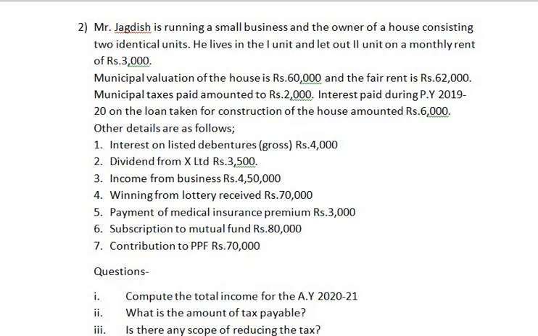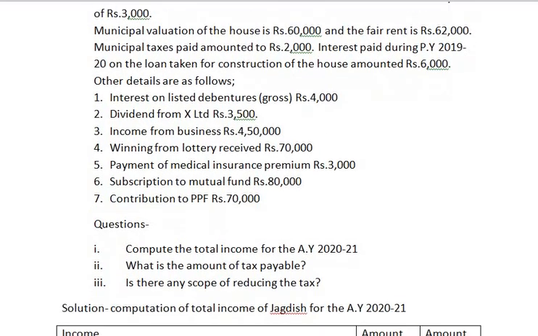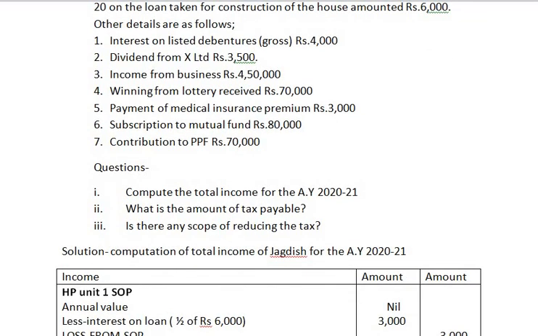Next, payment of medical insurance premium. This is considered as deduction under section 80D. Subscription to mutual fund. This is deduction under section 80C. Contribution to PPF rupees 70,000. This comes under deduction under section 80C. You are asked 3 questions. First one, compute the total income for the assessment year 2021. Second, what is the amount of tax payable. Third, is there any scope of reducing the tax?